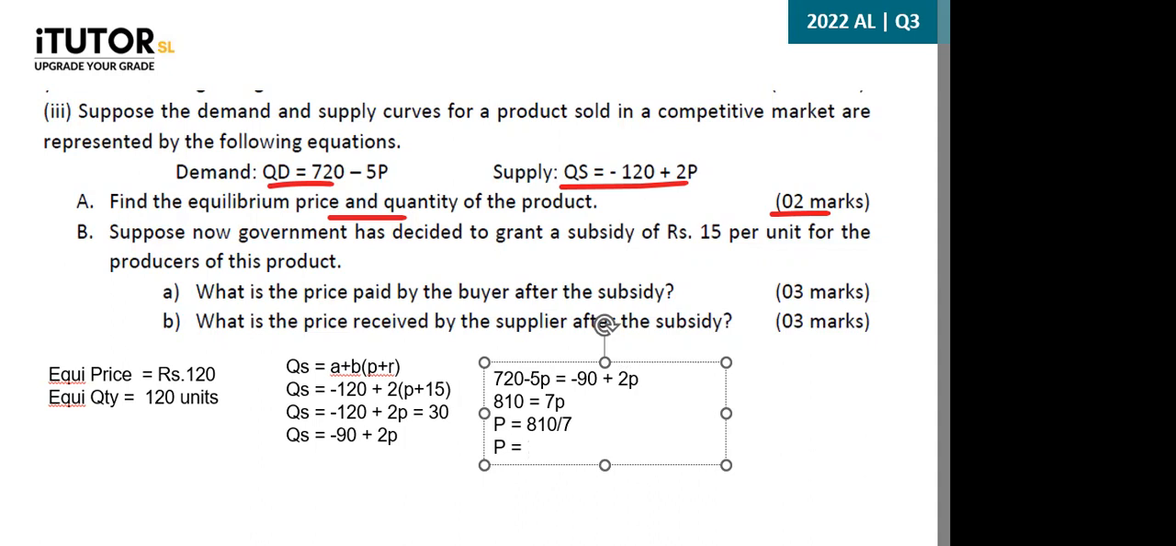810 divided by 7. I'm hoping my calculations are correct, right? Some of you have not done this yet, so I don't know how to reconfirm if I've made a careless mistake. So how much is 810 divided by 7? 810 divided by 7 is 115.7.